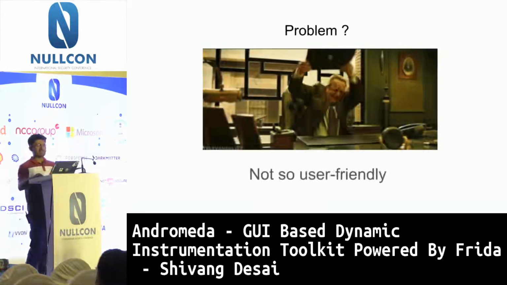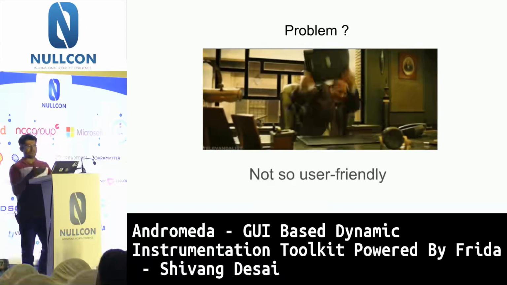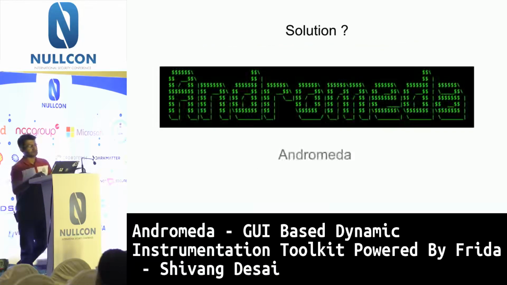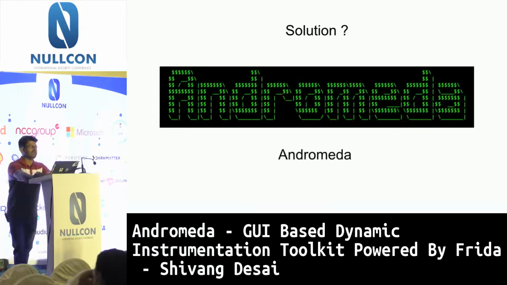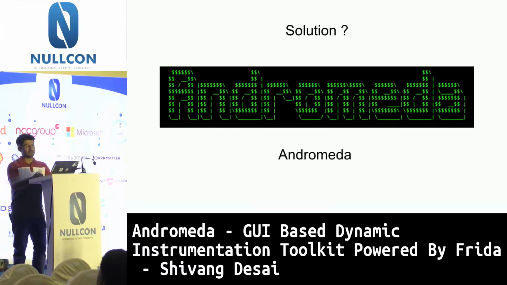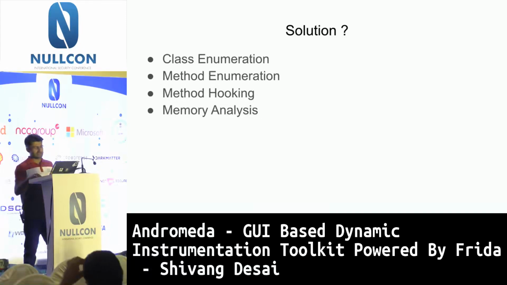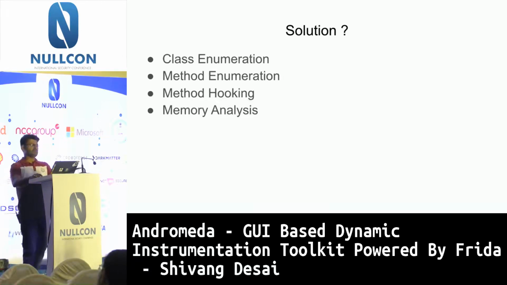The problem is that this was a very simple example, like main activity. But if you work in Android, you know, if the code is obfuscated, you are completely gone in reversing. So it's not very user friendly. The solution is basically Andromeda. I work a lot on Android apps. When we come across some skeptical malware, it's not easy to reverse it. What Andromeda allows you to do is class enumeration, method enumeration, method hooking, and memory analysis. This is still in a very beta phase, I can say.